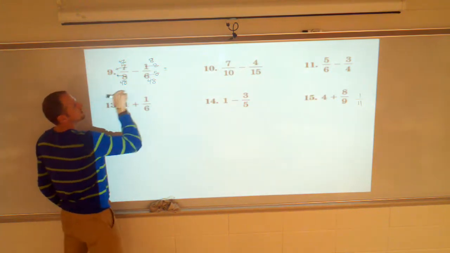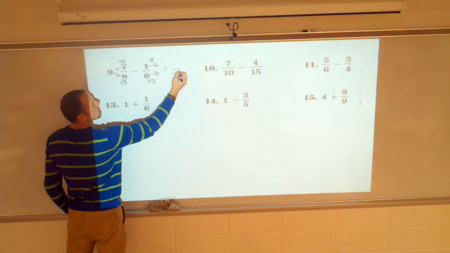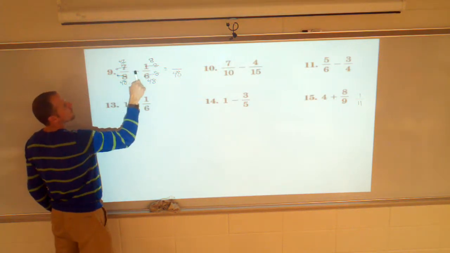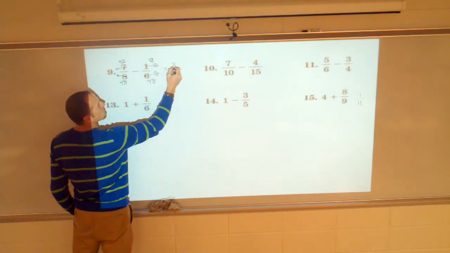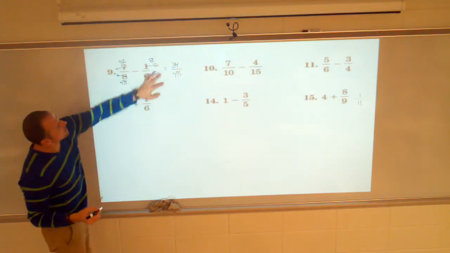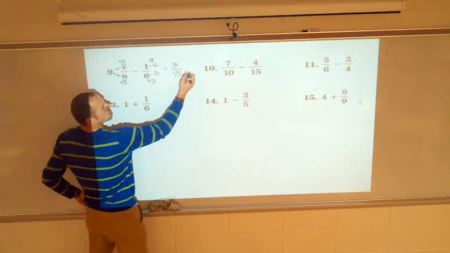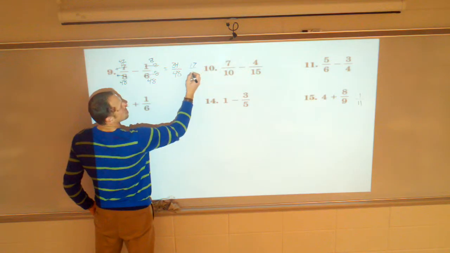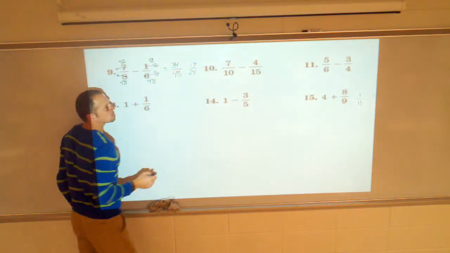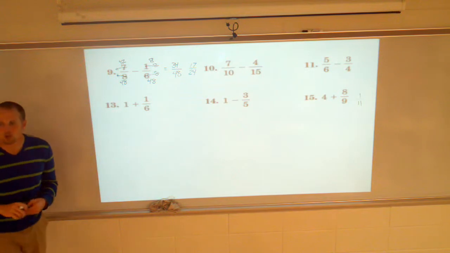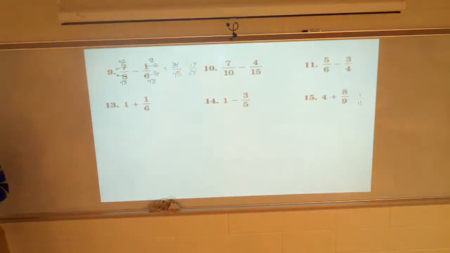Now, bottom the same. Just do the top. 42 minus 8 is 34. Now, I need to look at this, and I can reduce this. I can divide it by 2. So this is going to be 17 over 24. Okay, so you can choose what you want to multiply by.